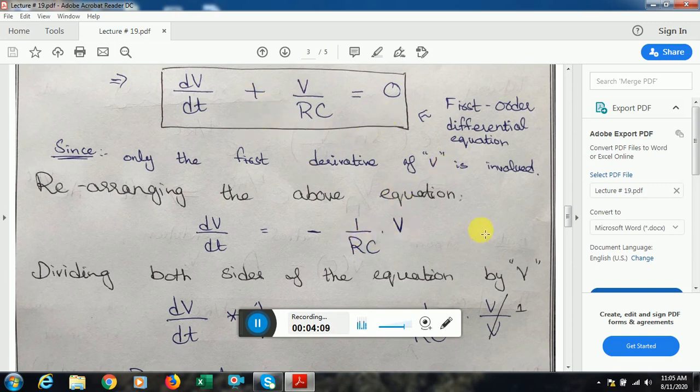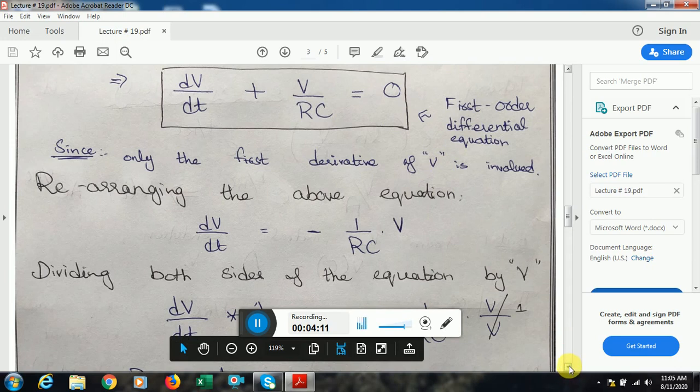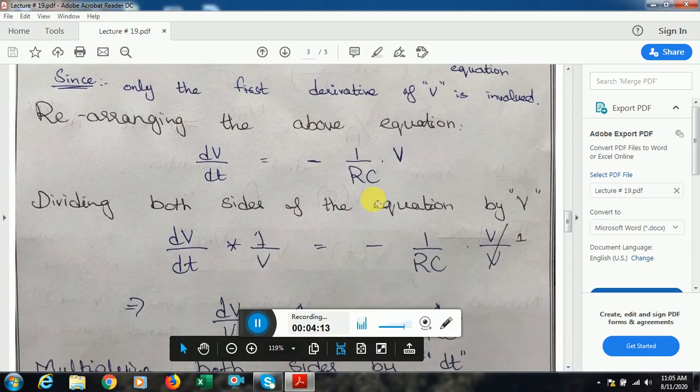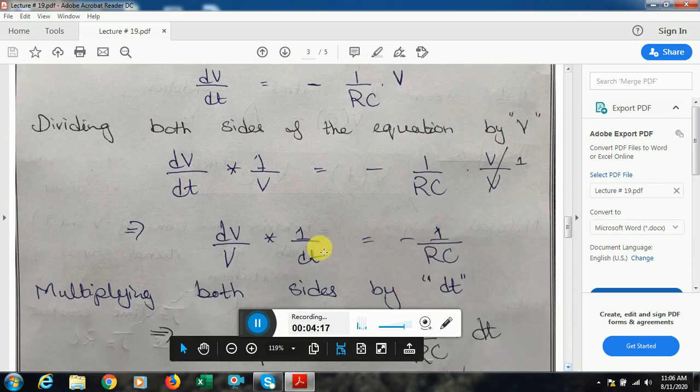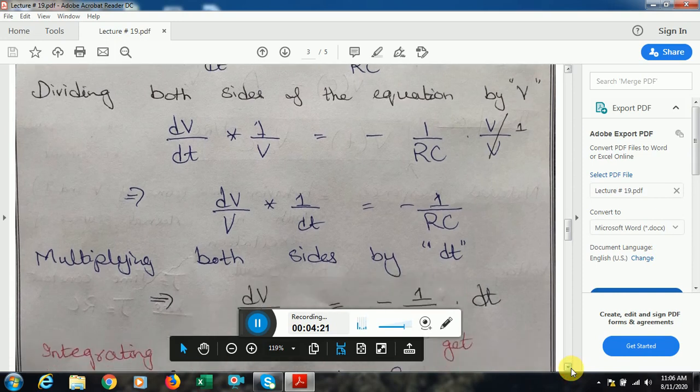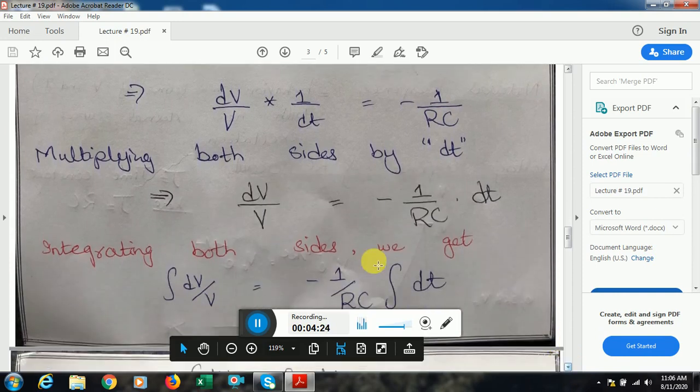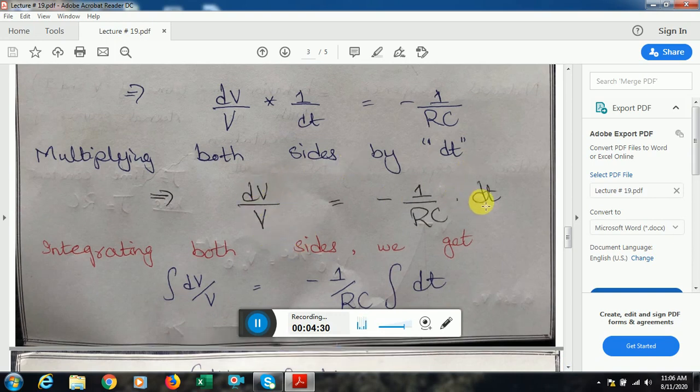By changing the position across the equality, the sign changes to minus. Now dividing both sides by V, we rearrange the equation, and it is dV by V. Now further multiplying both sides by dt, we get the resultant form of the equation as dV by V, by collecting the V terms on one side and the constant terms on the other side.